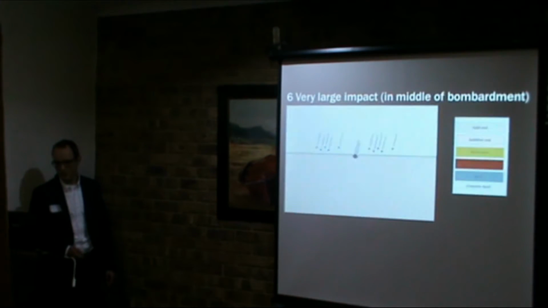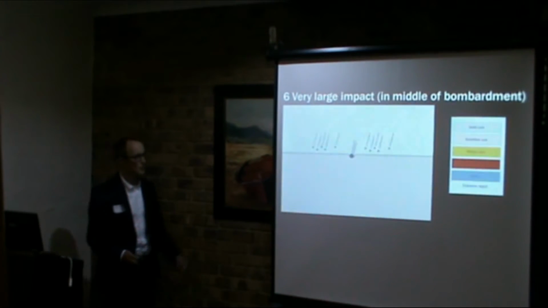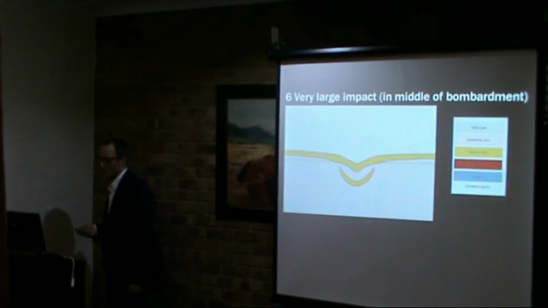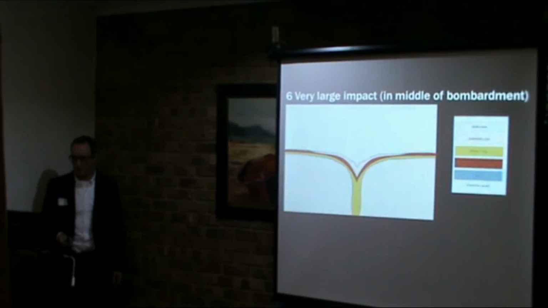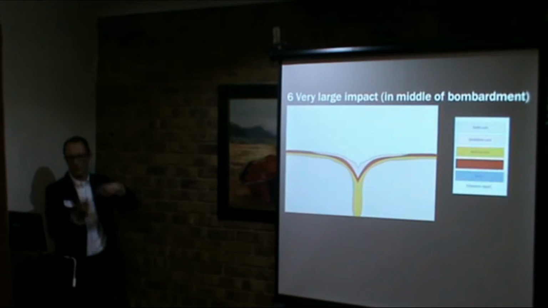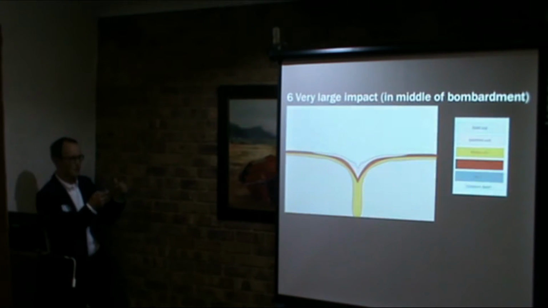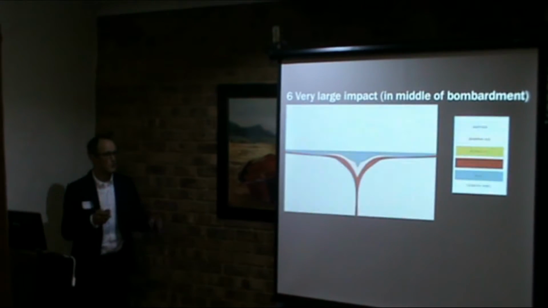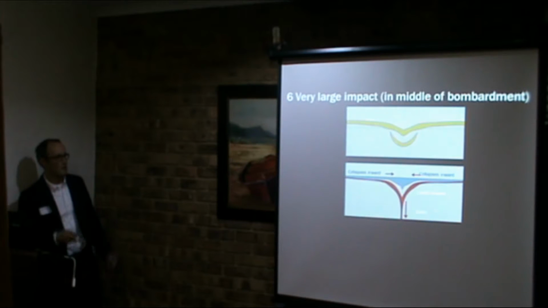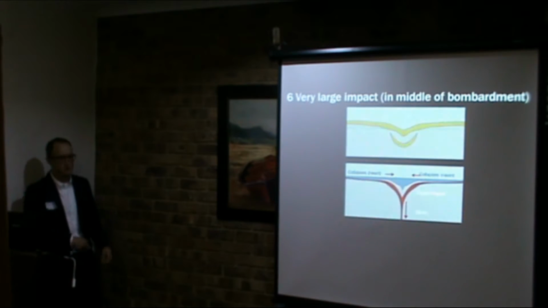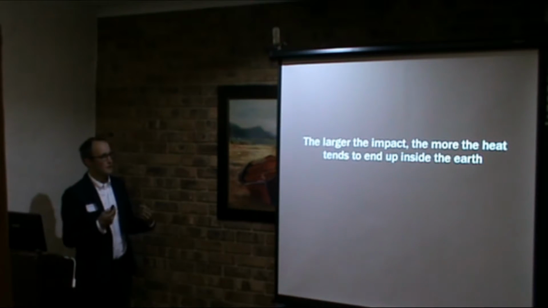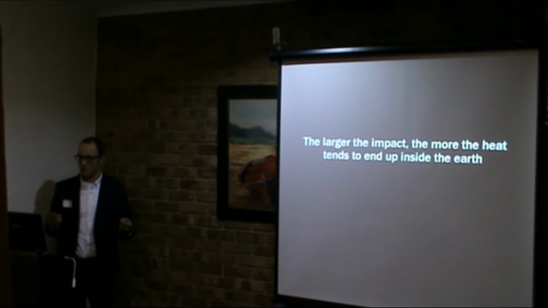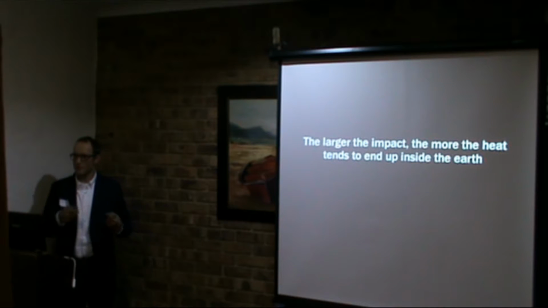But then we also have large impacts with a bombardment on both sides. Then you would have the same principle, except that you would have a very liquid shape, turning up more symmetrical, something like this, and it would just collapse inward and downward. And my conclusion about this part is that the larger the impact, the more the heat tends to end up inside the Earth rather than on top of it.